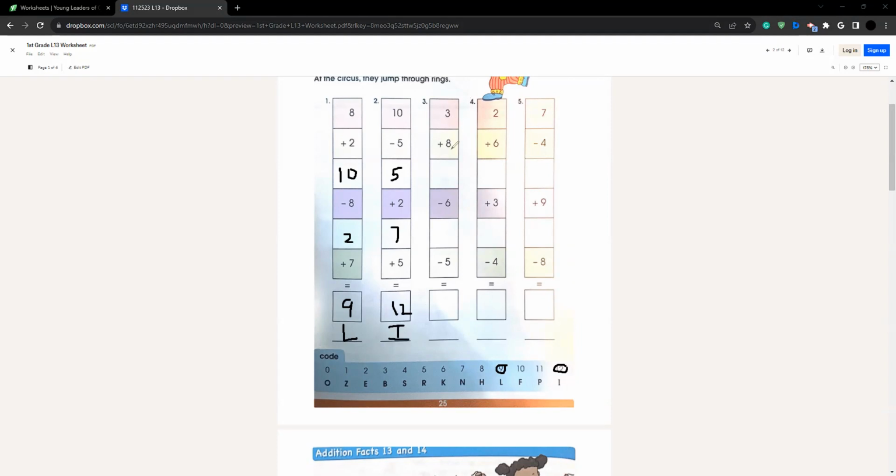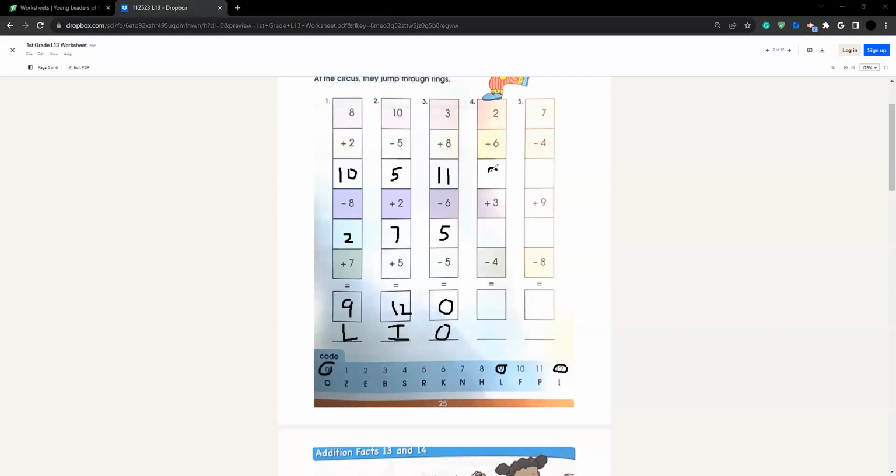Number 3, 3 plus 8. 3 plus 8 is 11 minus 6. 11 minus 6 is 5. And then 5 minus 5 is 0. We look at the code. 0 is an O.